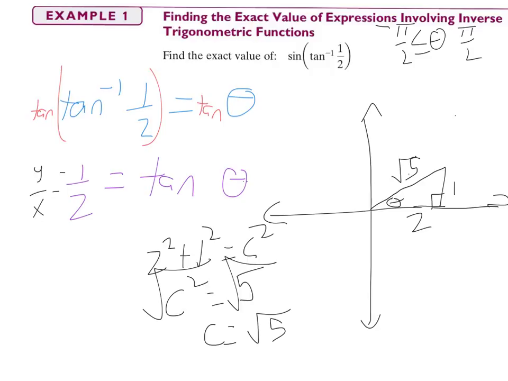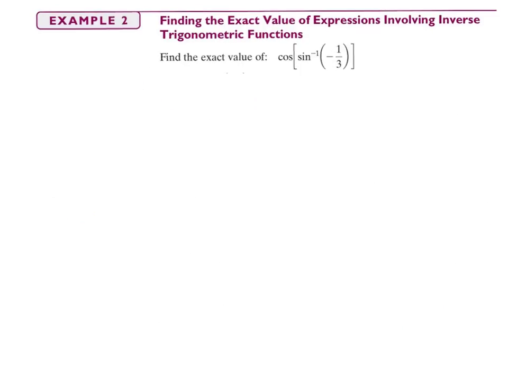So now the sine of this angle is equal to opposite over hypotenuse, so 1 over square root of 5. But since we don't like having radicals on the bottom, you can multiply it by square root of 5 over square root of 5. That just gives you square root of 5 over 5. Alright, so for example 2, it says find the exact value of cosine of sine inverse of negative 1/3.